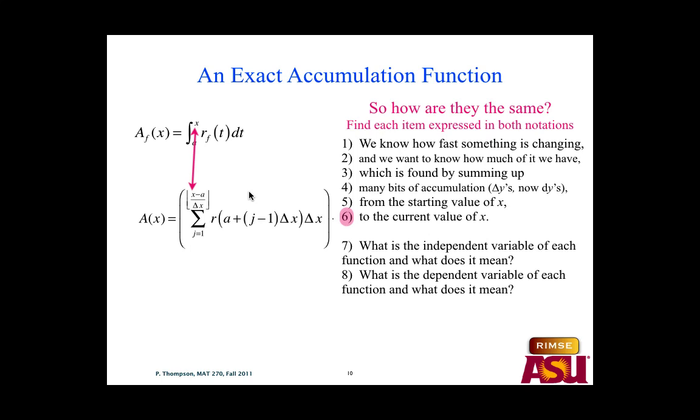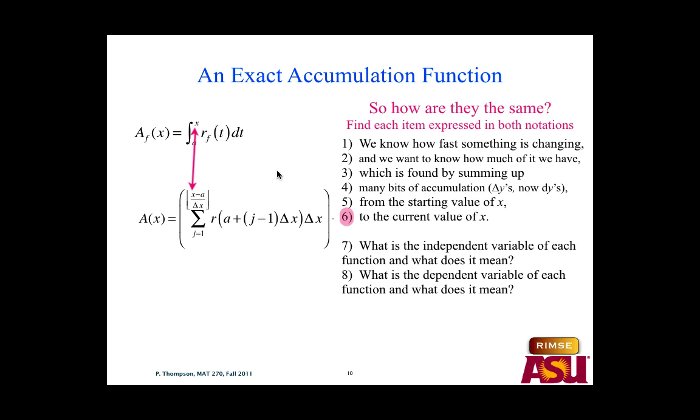And in terms of all of these, that's that whole sentence. We know how fast something's changing. We want to know how much of it we have, and we do that by summing up many bits of change over different intervals. So over one whole interval from a to wherever, a to x, using all of the different rates in between, versus using a lot of different rates in between. That's the difference between exact and approximate.